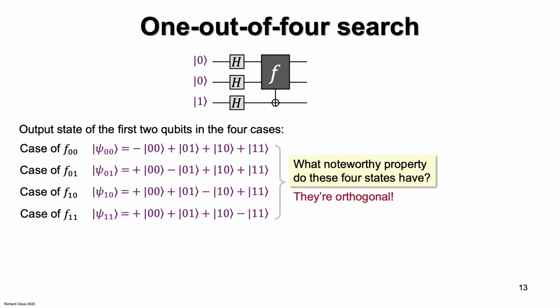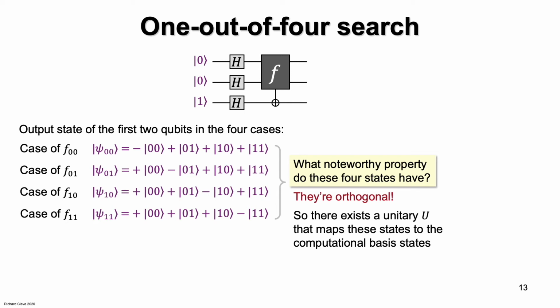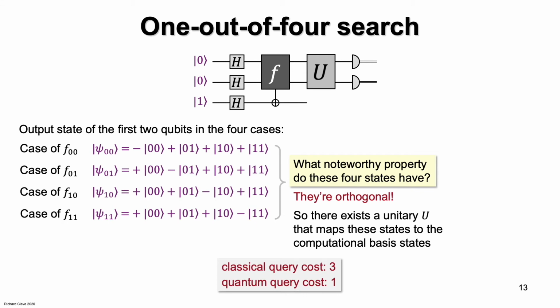They're orthogonal. If you take the dot product between any 2 of them, you get 2 positive terms and 2 negative terms, which cancel out. Since they're orthogonal, we can measure with respect to this basis. In other words, there exists a unitary operation U that maps these states to the computational basis states, and then we can measure in the computational basis. So this quantum circuit only makes one quantum query, and it correctly identifies the function among the 4. And as we noticed, this would require 3 classical queries.